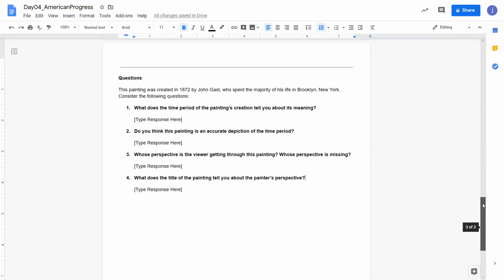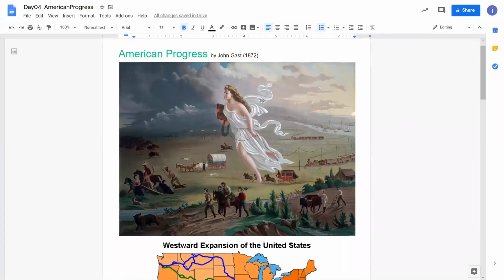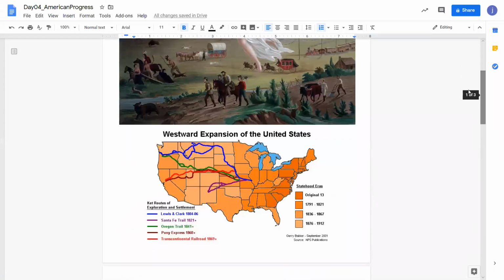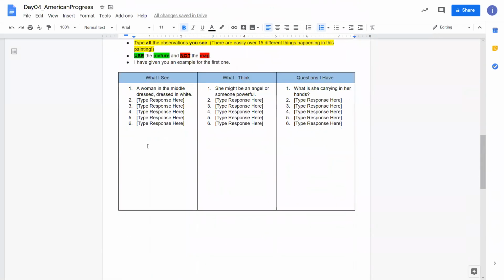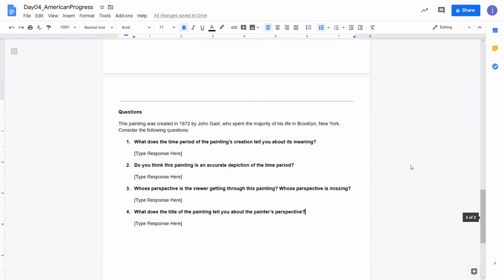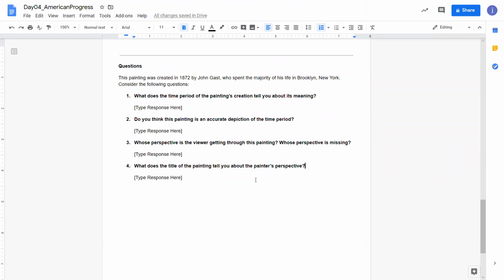So again, you want to take your time, take a look at this painting. There's a lot going on here. This map just gives you a little background of what's happening in the United States at this time period. You are to fill out the what I see, the what I think, and questions I have, and then do these 4 questions.